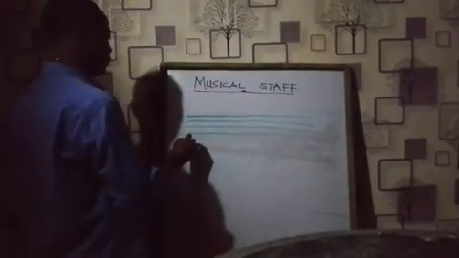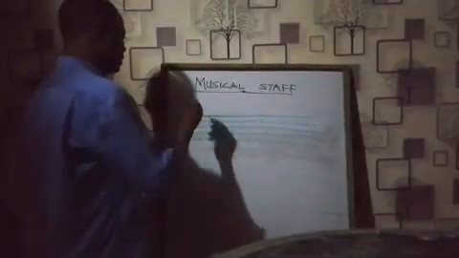From the definition, it's five horizontal lines. So we are using this line. It's five horizontal lines. This is one, two, three, four, and five. We have five horizontal lines. This is a staff.